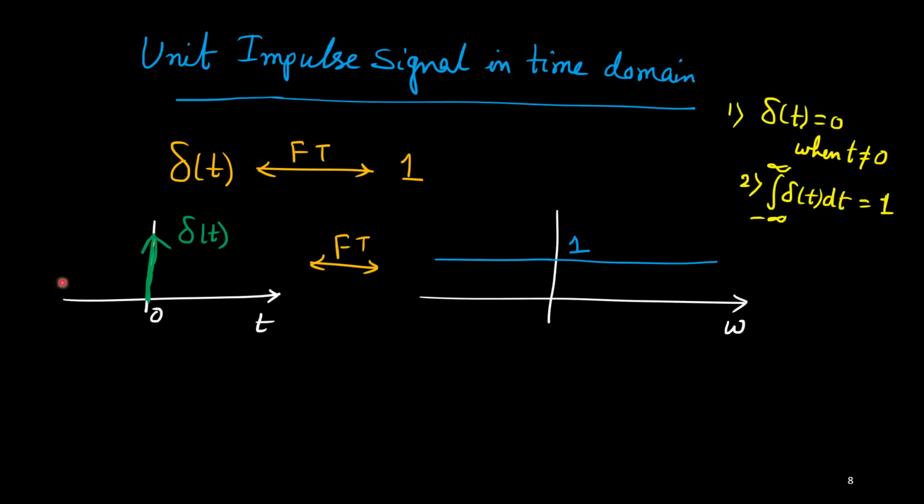Graphically we'll show these things. This is the time domain representation. At t equal to 0, you have one impulse here. We'll put an arrow. So this is your del of t, and its Fourier transform is constant 1 for all frequencies. It implies that it has all the frequencies with equal magnitude.